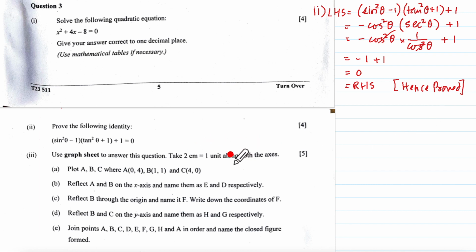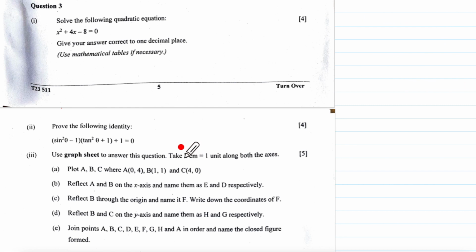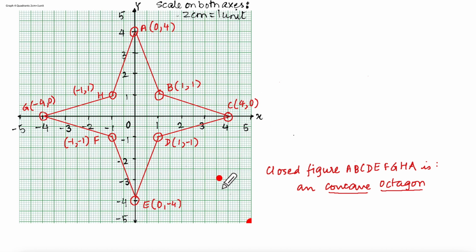Now next we have to take the graph sheet and we have to take 2 cm equal to 1 unit, and A, B, C, these ones are there. Reflect A and B in x axis and name it like so. Reflect B through the origin, name it F, write down the coordinates of F. Reflect B and C in y axis, name them H and G and join these points. So first we'll have to plot these points and then we'll have to connect them and then we'll have to answer the remaining questions.